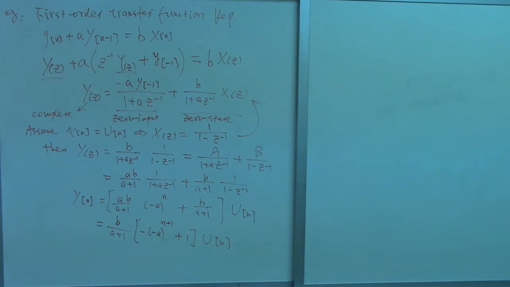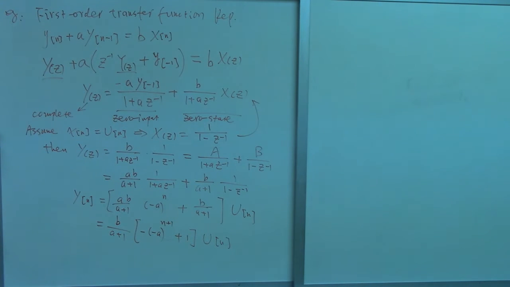So if the system is initially at rest, this is the output to the input, or the unit step response. This is also called the zero state response. Question on this? It's good?